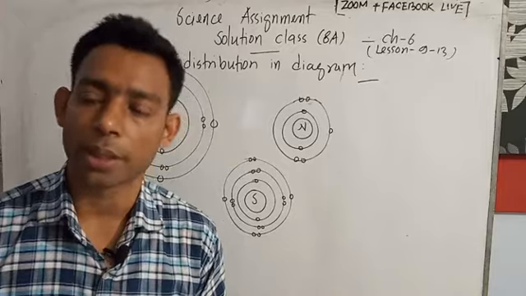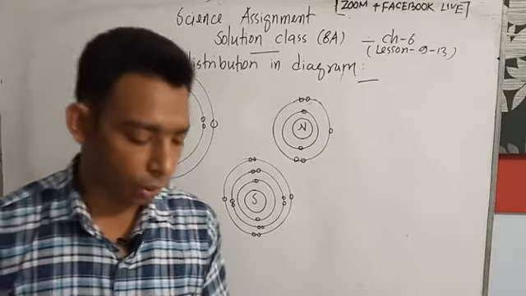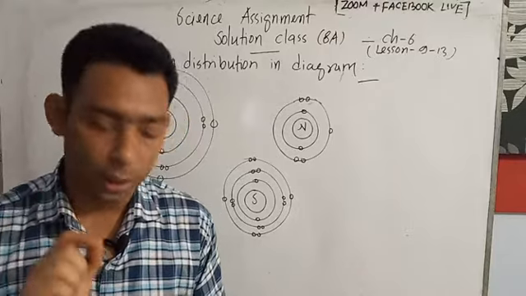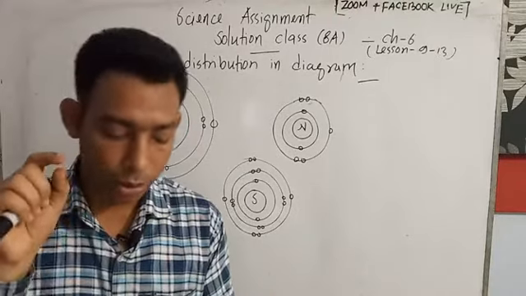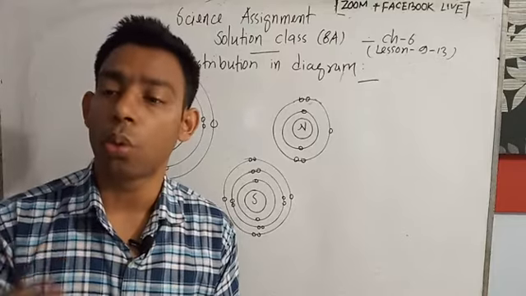Model, which way, sir? Where will we make the model, and what does model actually mean here? Okay, we make an electron distribution model. To make the model, you should use wood cork.